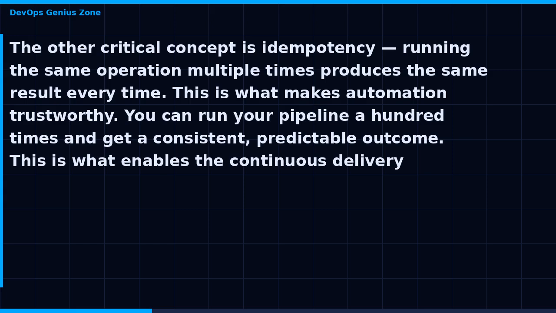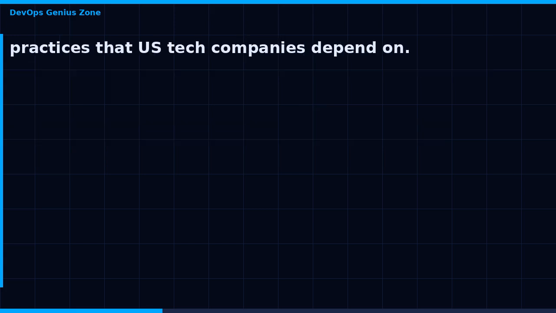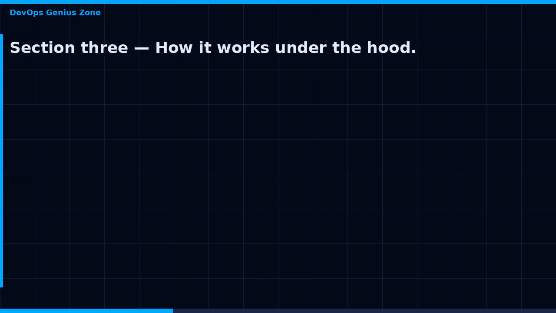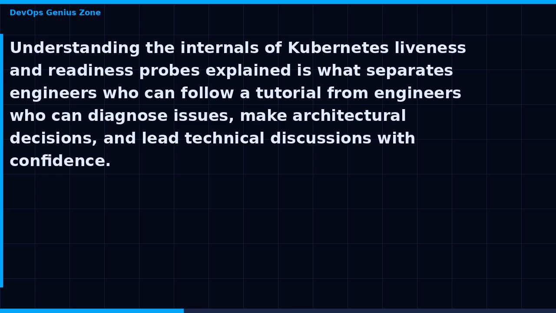Section 3: How it works under the hood. Understanding the internals of Kubernetes Liveness and Readiness probes explained is what separates engineers who can follow a tutorial from engineers who can diagnose issues, make architectural decisions, and lead technical discussions with confidence. When you interact with Kubernetes Liveness and Readiness probes explained, there is a control layer that receives your instructions, validates them, computes the difference between the current state and your desired state, and then executes the operations needed to close that gap. This reconciliation loop runs continuously.